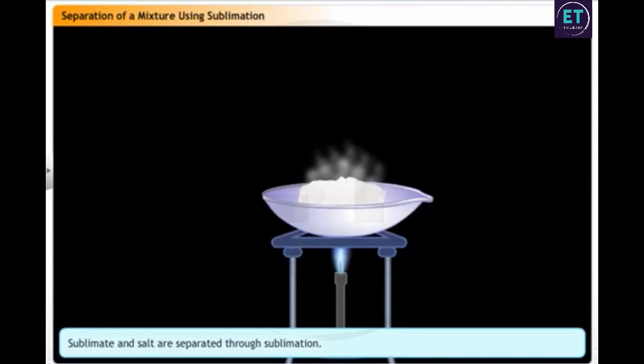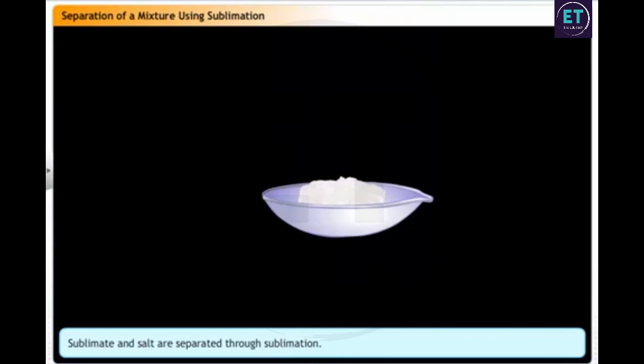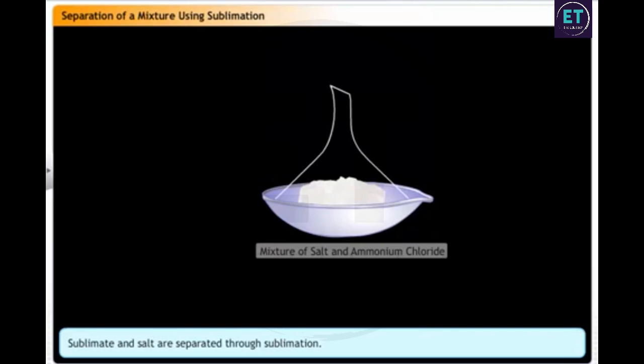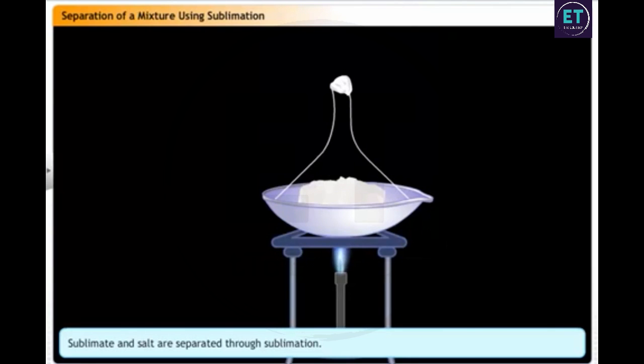Ammonium chloride changes directly from the solid to the gaseous state on heating. This is known as sublimation. So, to separate a mixture that contains a salt and a sublimable solid, such as ammonium chloride, you can use the process of sublimation. Take the mixture in a china dish and cover it with an inverted funnel fitted with a cotton plug. Heat the mixture.